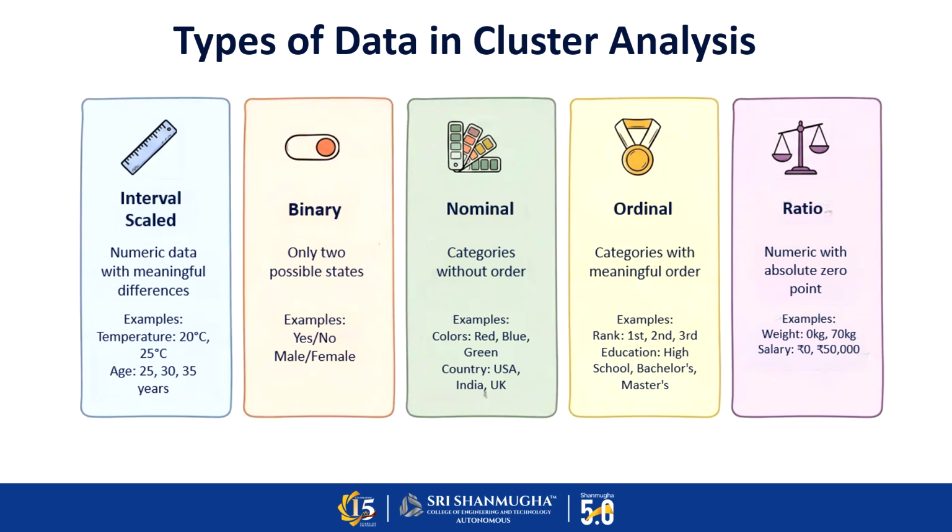Next one is ratio data. Numeric data with a true 0 point. 0 means nothing. Example, weight: 0 kg means no weight. Salary: 0 means no income. Height: 0 means no height. Unlike interval data, ratios are meaningful here. Okay, so I can say 50,000, 50k.